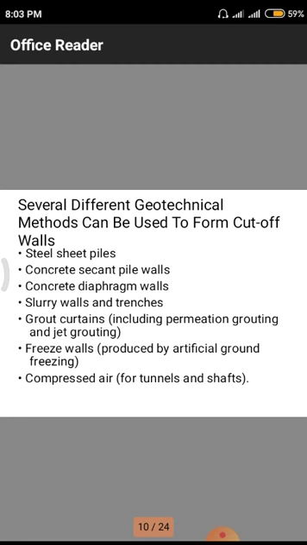Next one is the slurry walls and trenches. Slurry normally means a cement and sand paste. We call them slurry walls and trenches.